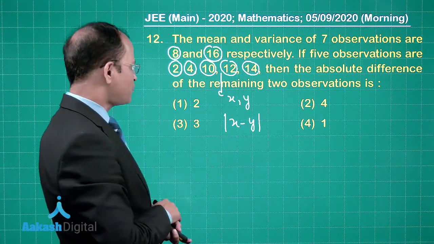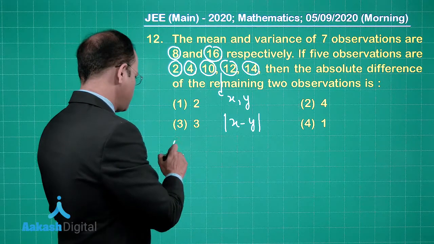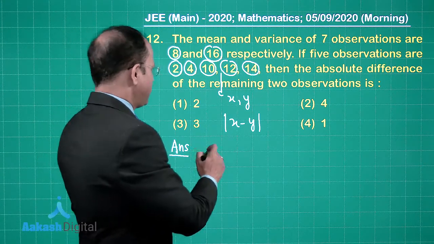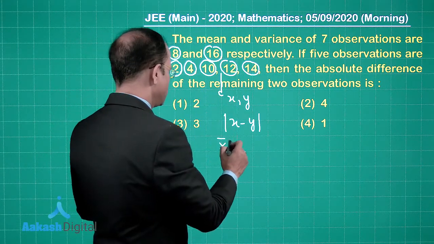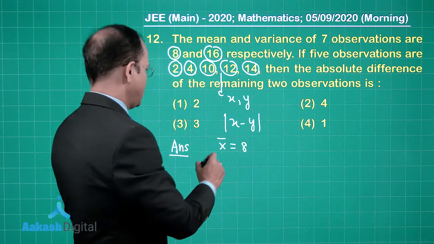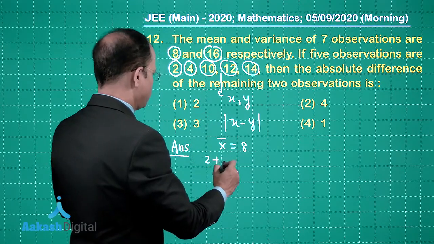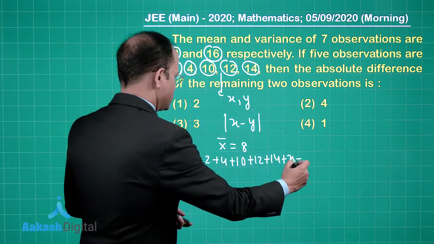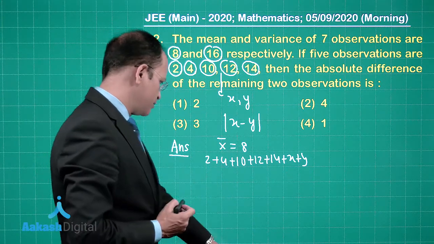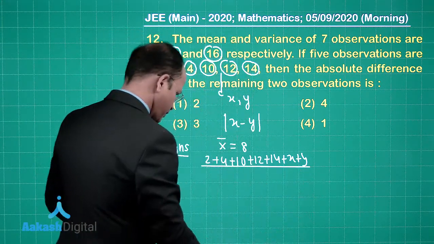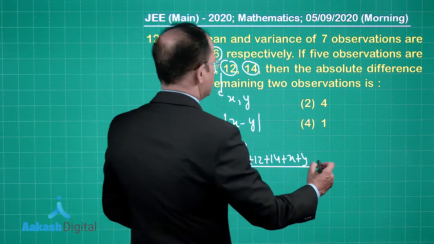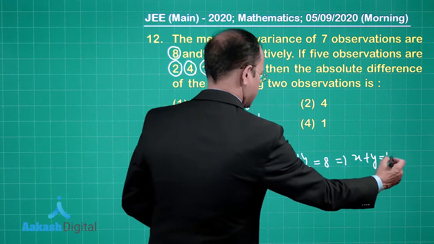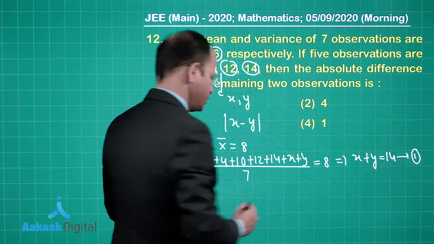Got it? Now what we can do? You see, it's mere calculation in this problem. Now, if I talk about the mean, mean is coming out to be how much? This is 8, given to us. Once you substitute the values 2 plus 4 plus 10 plus 12 plus 14 plus x plus y, these are the observations we have been given, divided by 7, which is 8, which is nothing but x plus y equal to 14. Got it? So this is equation number 1.